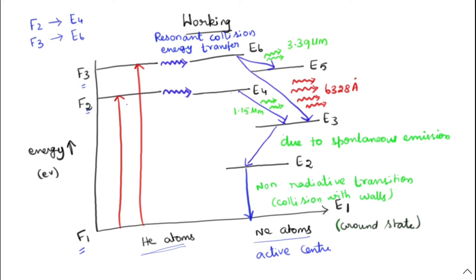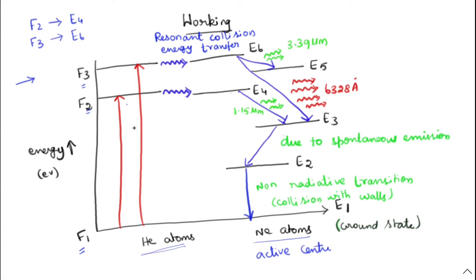Once the radio frequency oscillator is switched on, by electrical discharge in the gas tube, the ground state helium atoms are excited to the higher energy levels. So it goes to F2 and F3. How does the excitation take place? The fast moving electrons collide with the helium atoms, so that a fast moving electron transfers its energy to the helium atom. This is due to the collision of discharge electrons with the helium atoms.